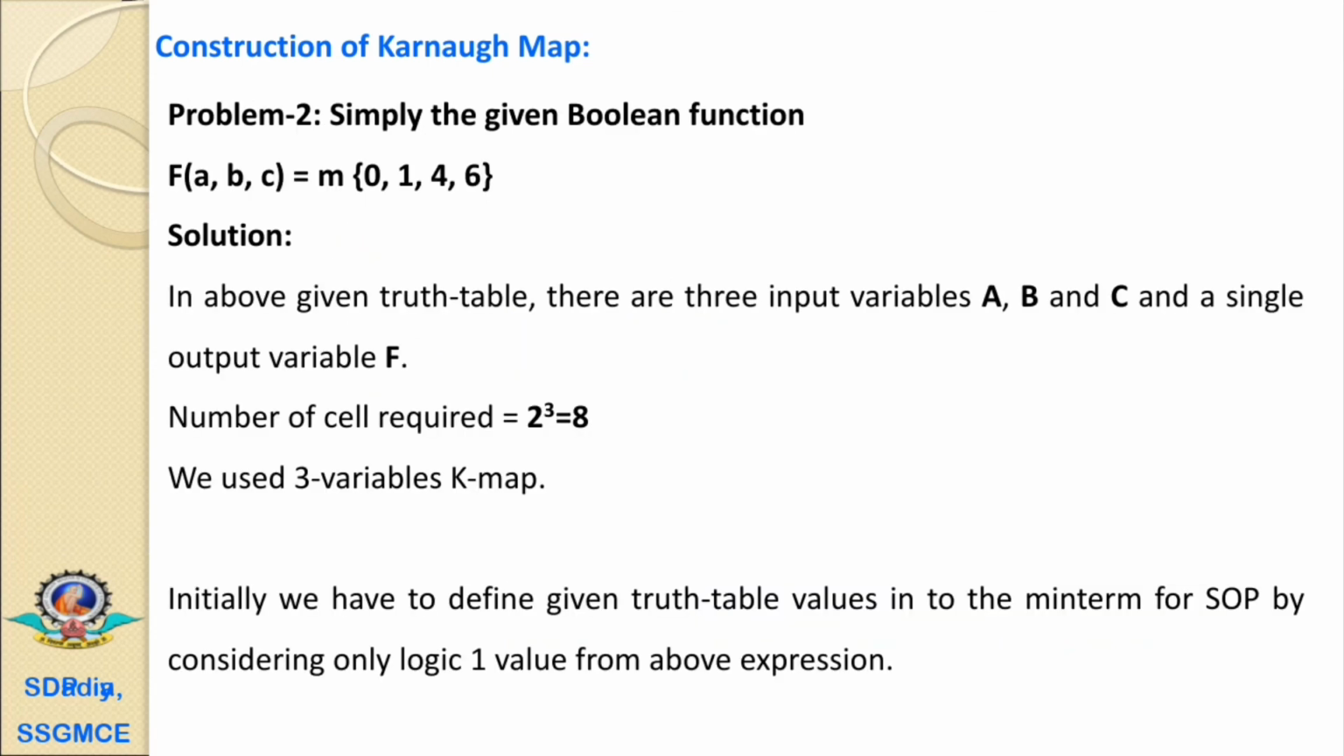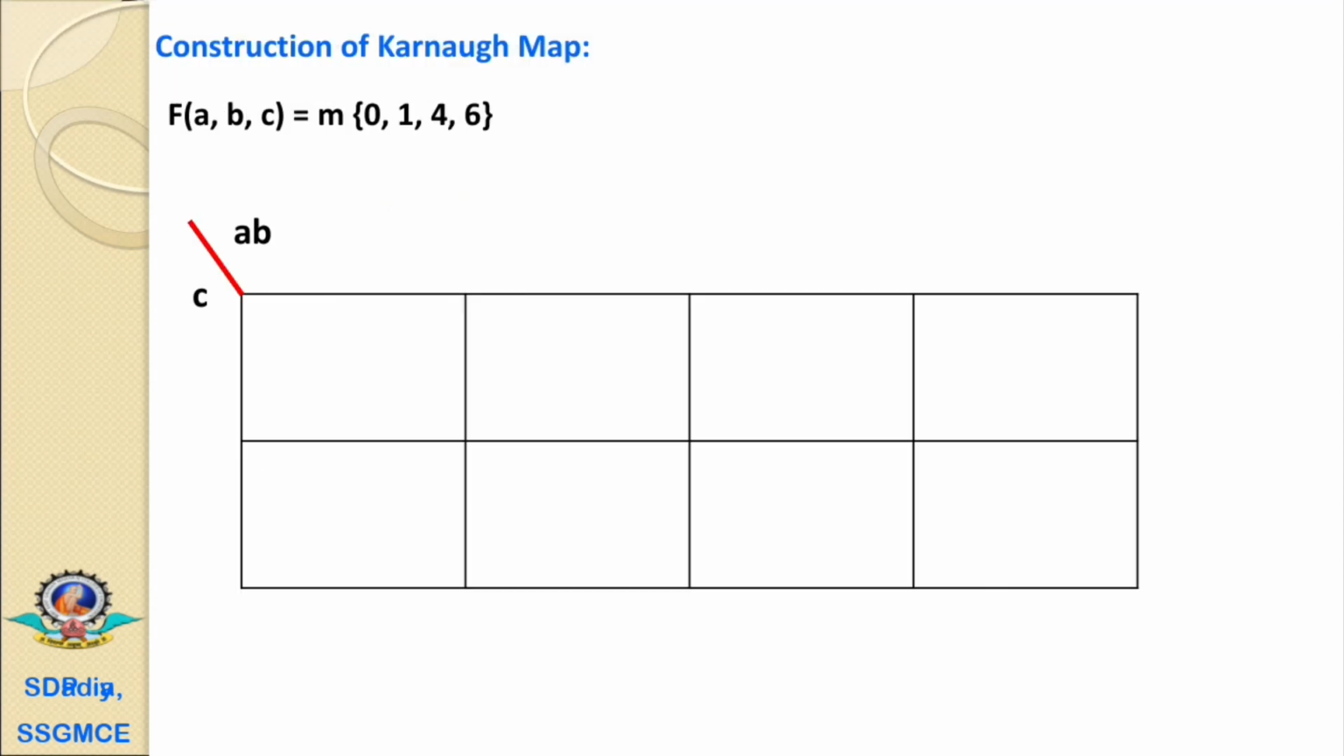The second problem is to simplify the given Boolean function. The function is given for the three variables a, b, c with the minterms 0, 1, 4, 6. Now there are three variables, therefore we have to construct the K-map of 8 cells.